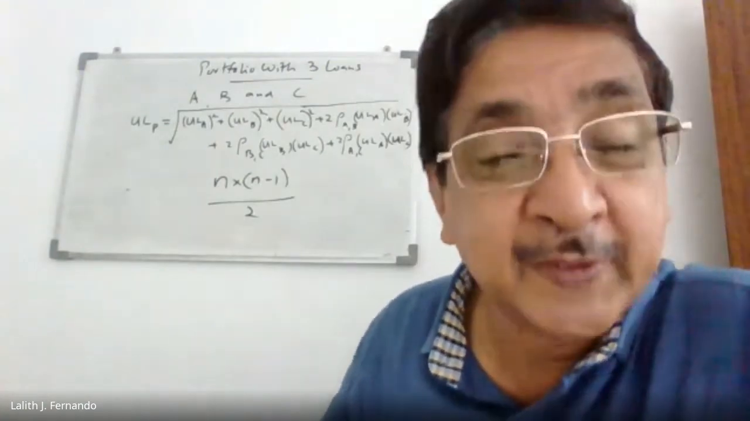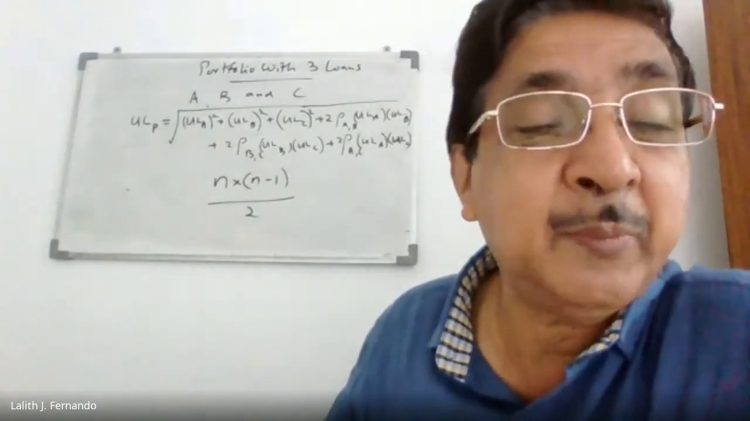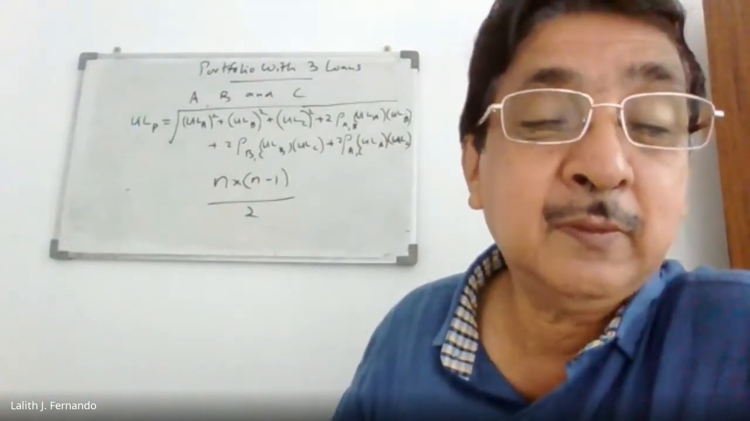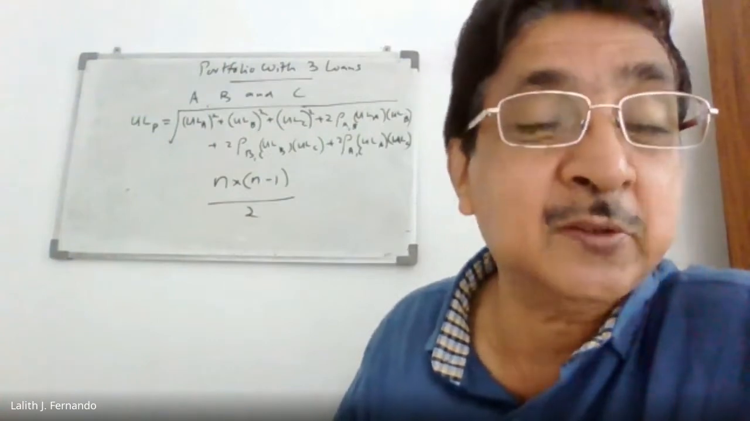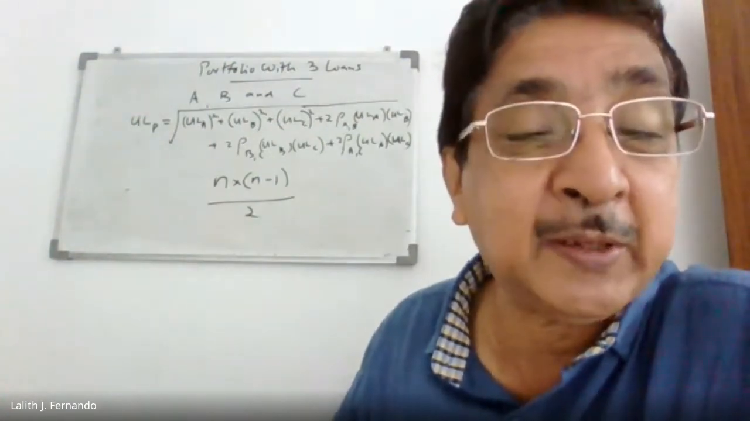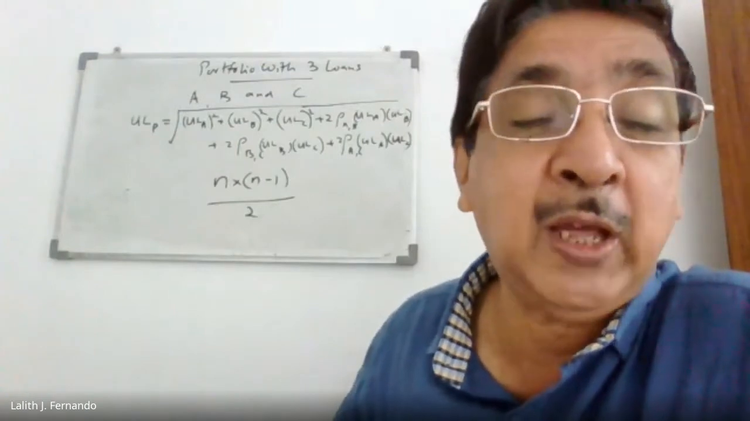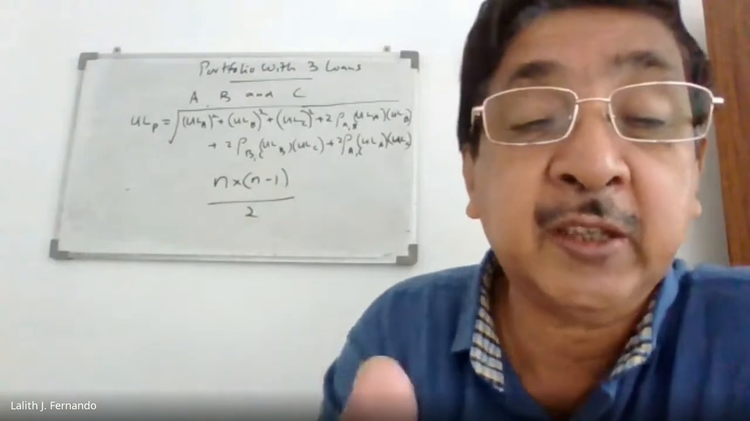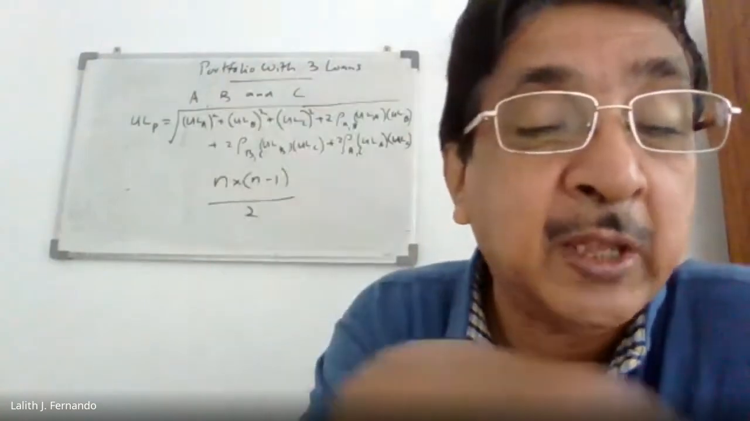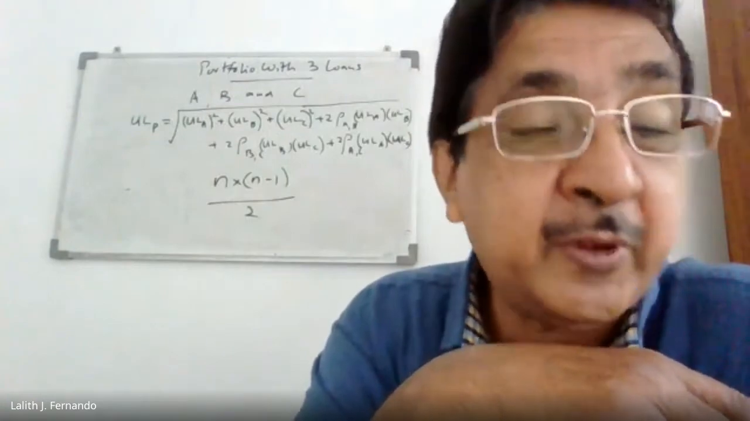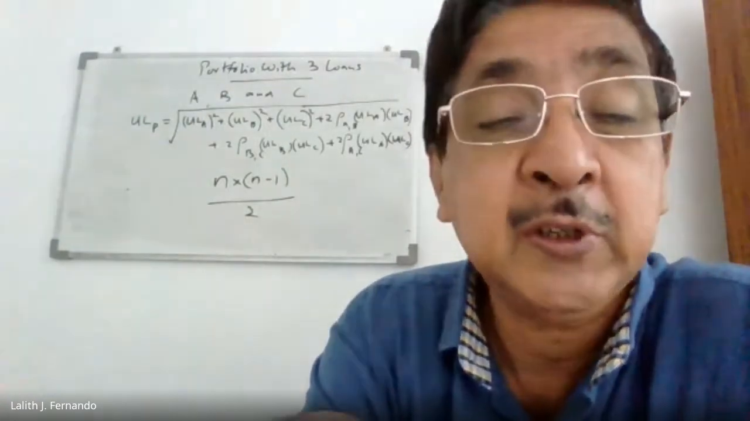When you have 4 assets, 4 into 3 divided by 2. So that means 6. When you have 4 assets, there will be 6 correlations. Even Tirukuma has done the same thing, but she was not able to give the formula. Even if you have, say, 10 assets, 10 into 9 divided by 2. 10 into 9 is 90. 90 divided by 2 is 45. That is how the 45 came for 10 assets.